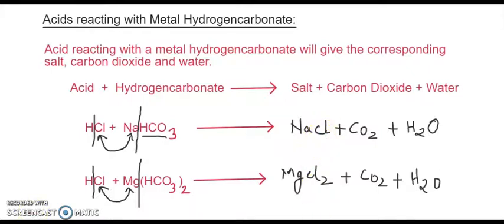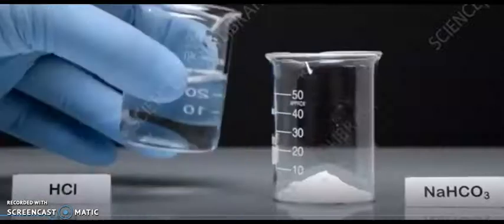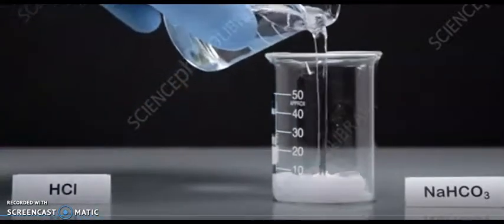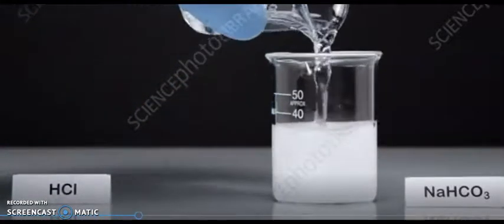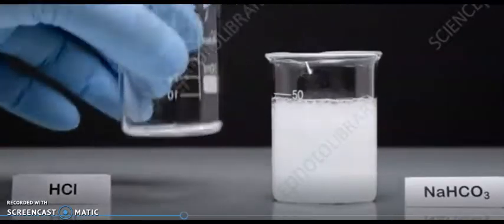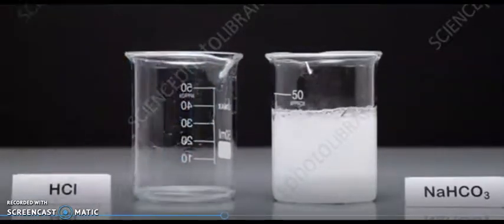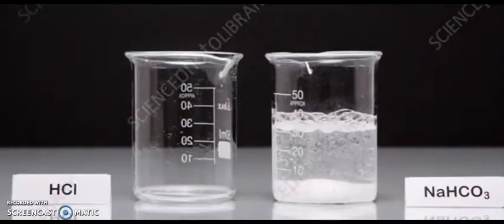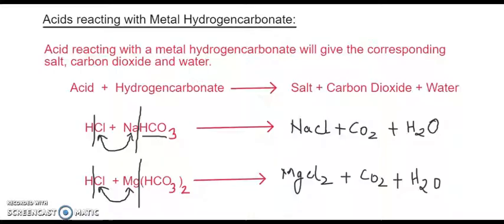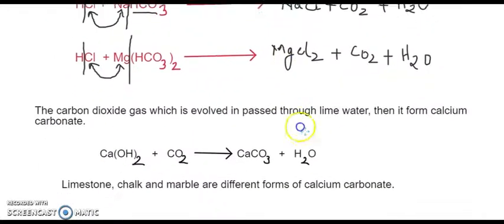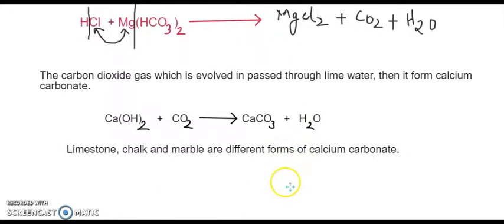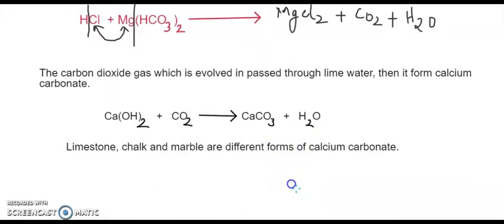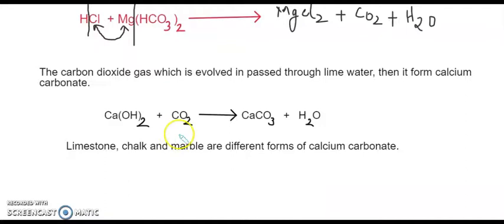Again, a quick review of the experiment. Hydrochloric acid is mixed into sodium hydrogen carbonate. Bubbles are fizzing out, right? A little bit later, carbon dioxide is completely released. So what is left is salt at the bottom and water, right? The carbon dioxide gas which is evolved is passed through lime water, then it forms calcium carbonate. So calcium hydroxide plus carbon dioxide gives us calcium carbonate plus water.